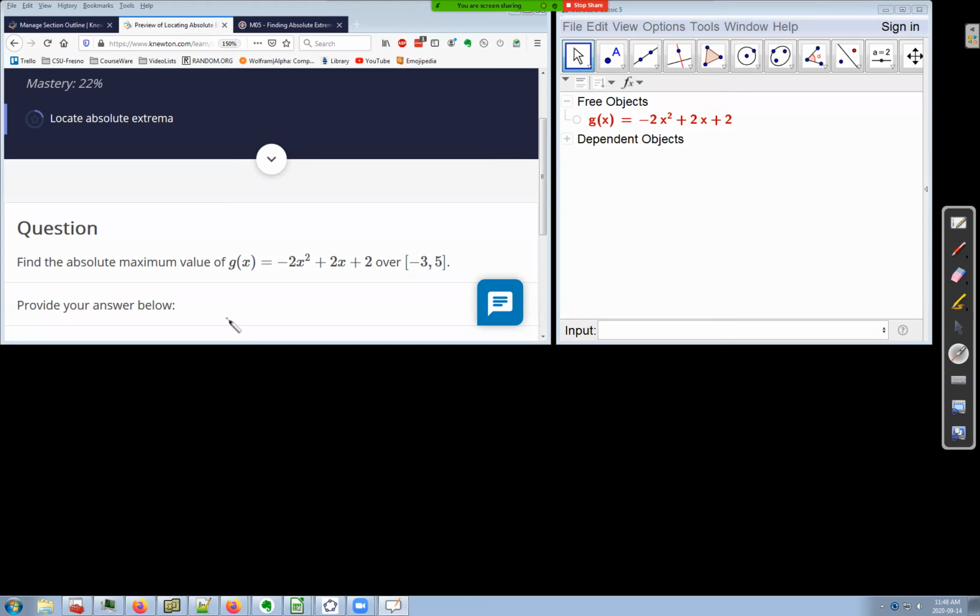So the problem we've got here is we want to find the absolute maximum of this function on this closed interval. The extreme value theorem says that a continuous function on a closed interval will always have both an absolute maximum and an absolute minimum. So the extreme value theorem says this problem has an answer and we have to find it.